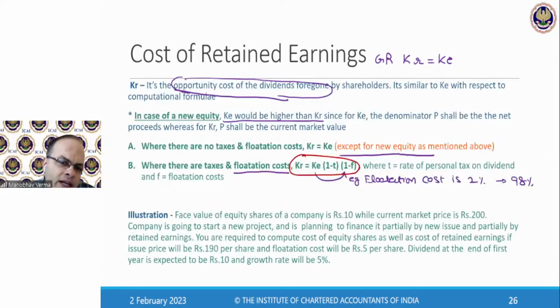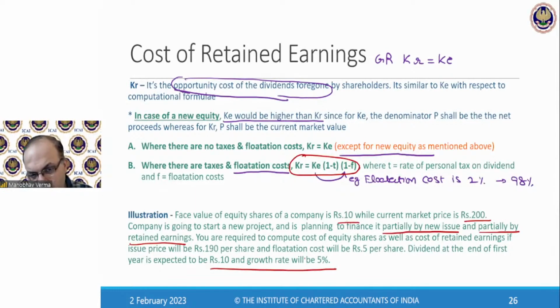The face value of equity shares of a company is rupees 10, while the current market price is 200. Now, the company is going to start a new project, planning to finance it partially by a new issue and partially by retained earnings. We have to calculate the cost of equity shares as well as the cost of retained earnings. If the issue price is 190 and flotation cost will be 5, dividend is expected to be 10 and growth rate will be 5%.